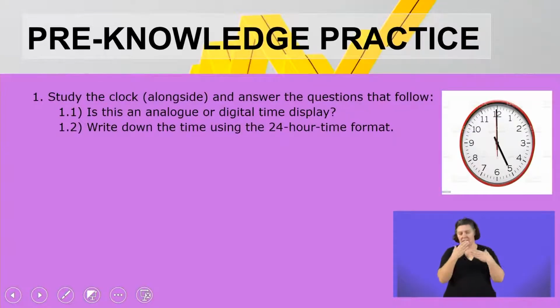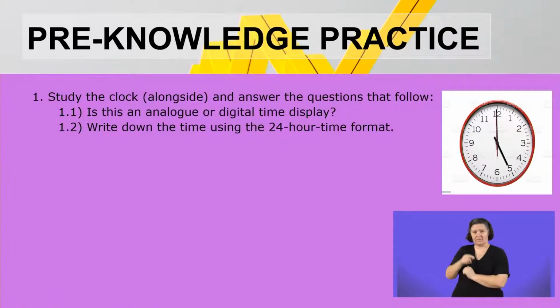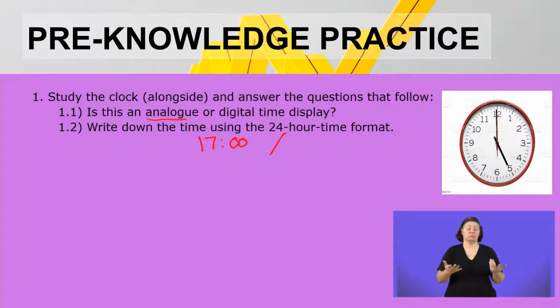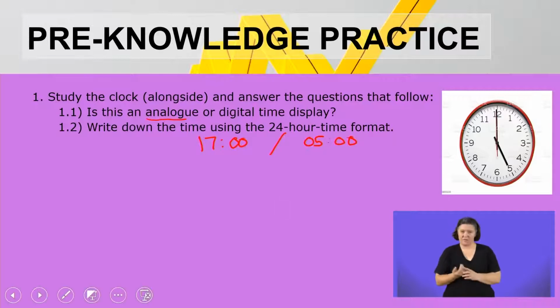All right, so let's look at the first question. It says here, study the clock alongside, you can see in the right-hand corner there, and answer the questions that follow. So question 1.1, is this an analog or digital time display? Now, when I look at that, that will definitely be an analog time display. And then the second question, write down the time using the 24-hour format. If I look at this, on the clock I see it is 5 o'clock, right? So in 24-hour format, I will say that will be 1700. So I hope that is clear. So there's our first sum.